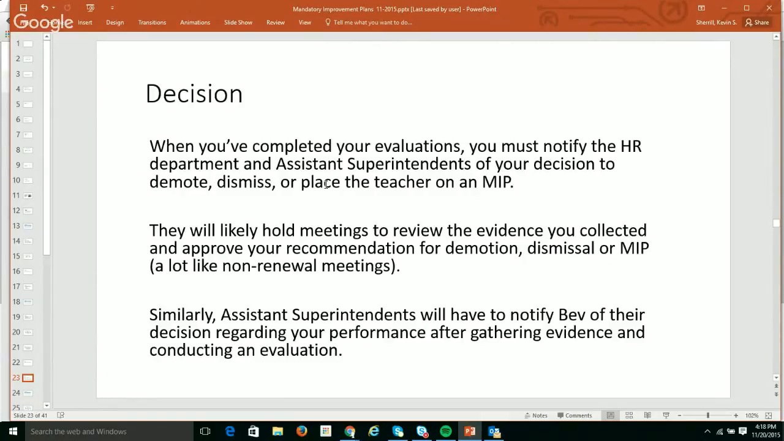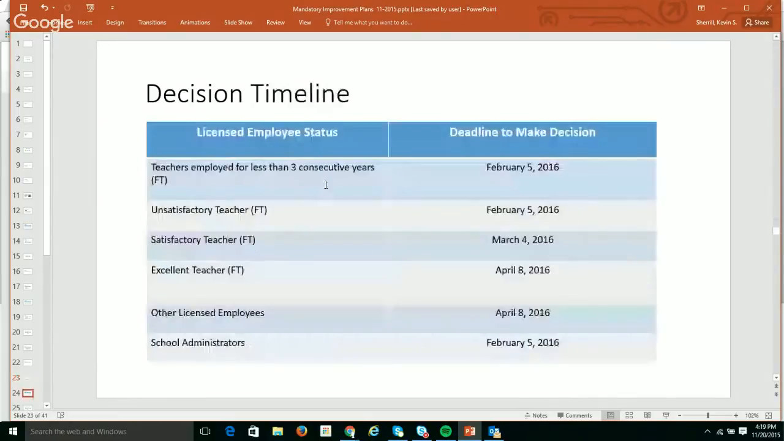Similarly, the assistant superintendents are going to have to notify Bev of their decision regarding your performance after gathering evidence and conducting an evaluation. So this is going to be going on for all licensed employees in the district. We created a timeline because we know that little piece of the statute about it happening early enough to complete the MIP is making folks nervous, understandably so.